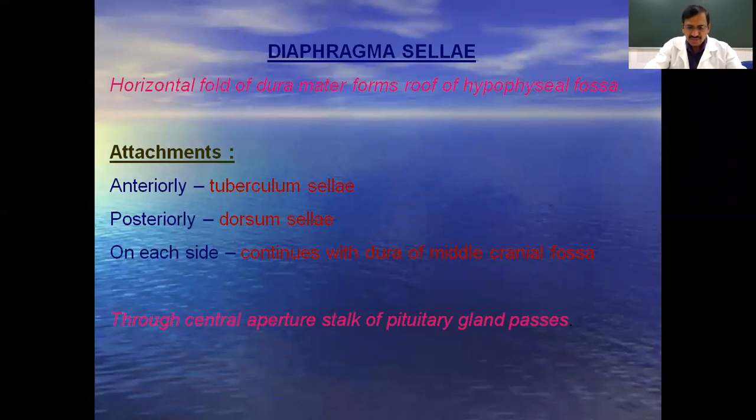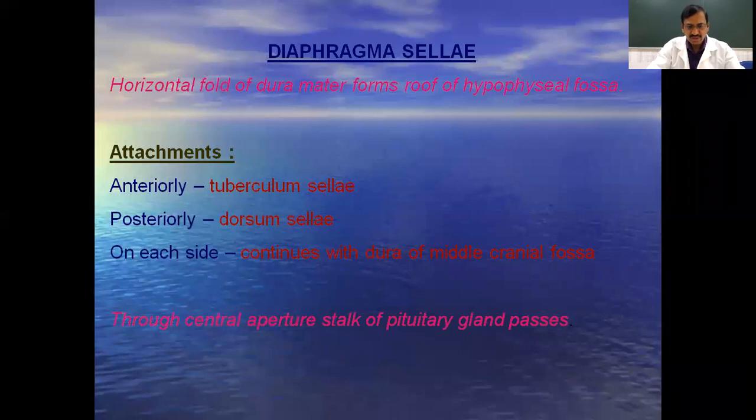What are the attachments of the diaphragma sellae? In the central part of the diaphragma sellae there is a gap. Through this gap, the stalk of the hypophysis cerebri goes down, and the pituitary gland is accommodated over the body of the sphenoid bone. Anteriorly the diaphragma sellae is attached to the tuberculum sellae, a small bony part, and posteriorly to the dorsum sellae, also a small bony part over the body of the sphenoid. On both sides it continues with the dura of the middle cranial fossa.